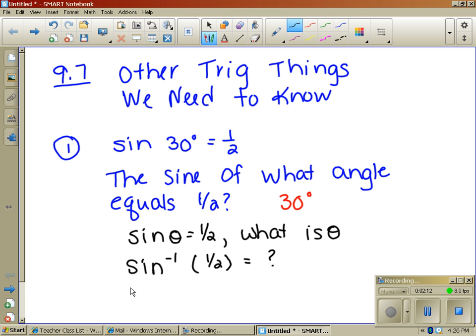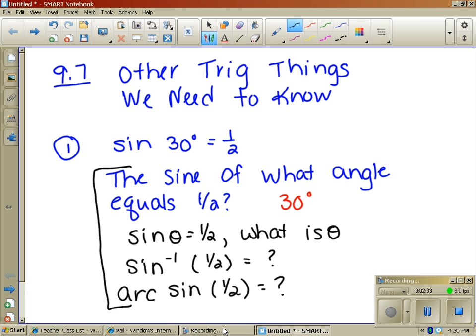Another way to write the same thing, instead of using sine to the -1, which means inverse, we have arc sine. Arc sine means inverse sine. It's exactly this, just written arc instead of the -1. So this is 4 different ways to ask the same question. The sine of what angle equals 1/2? Answer is 30 every single time.